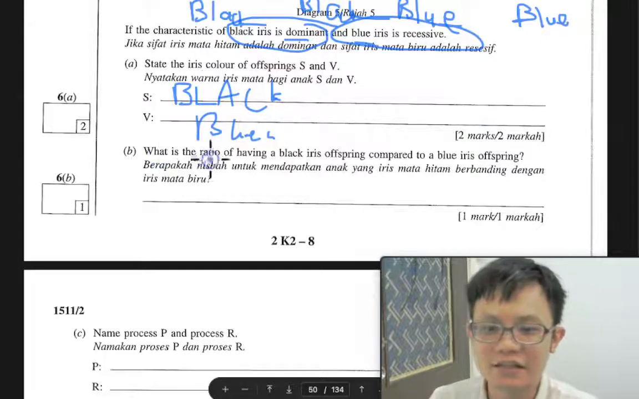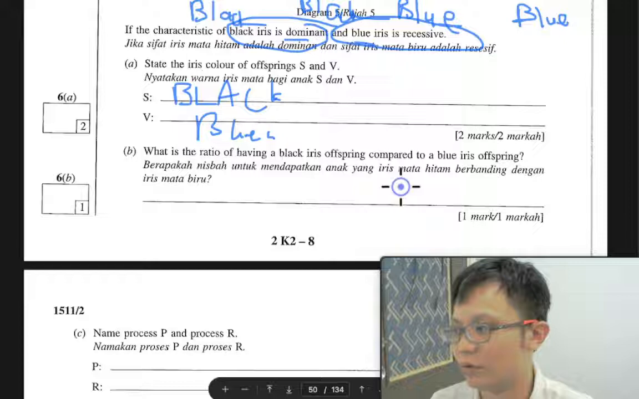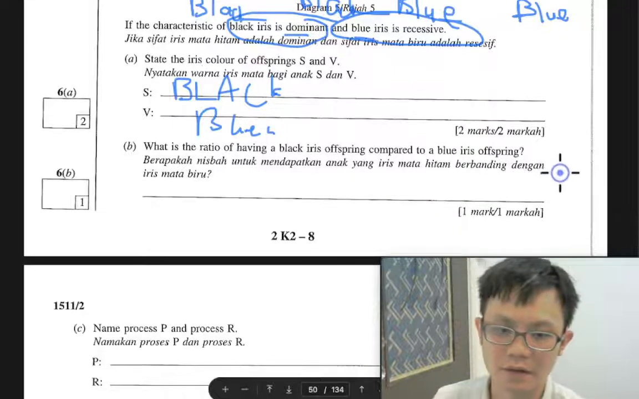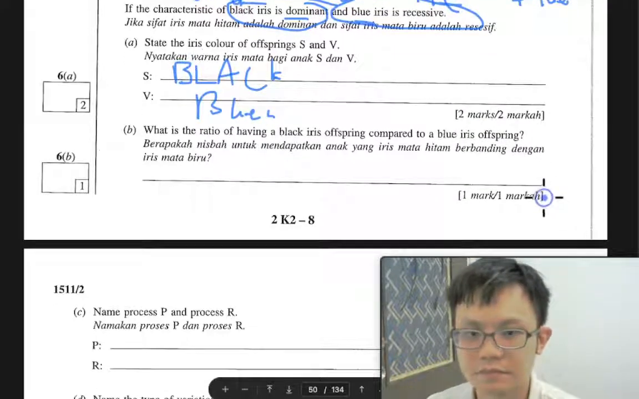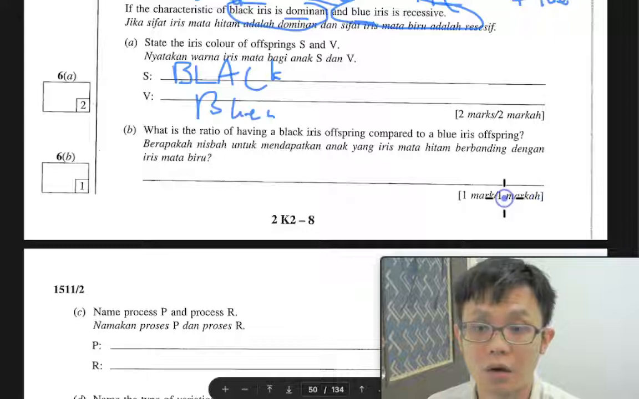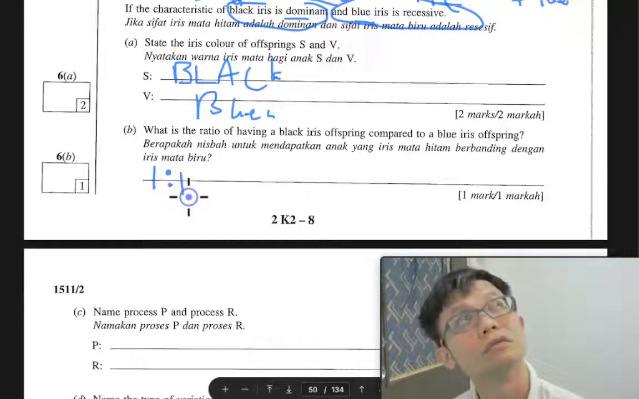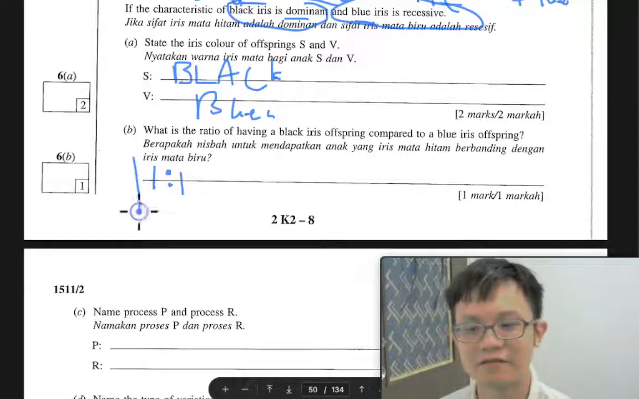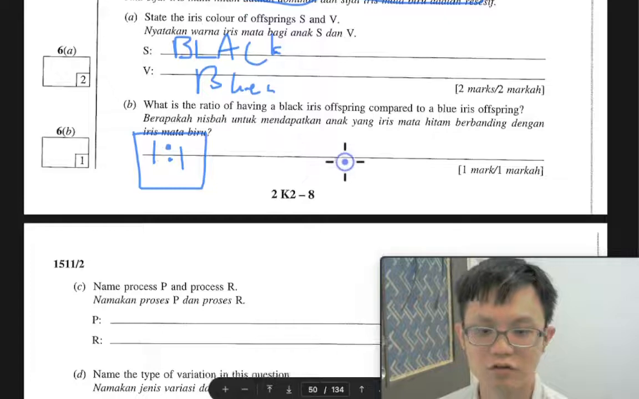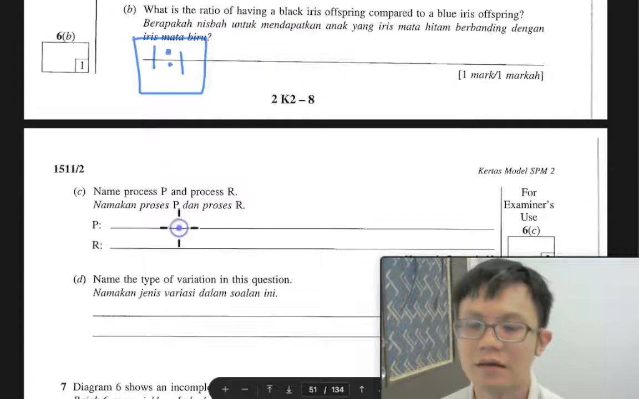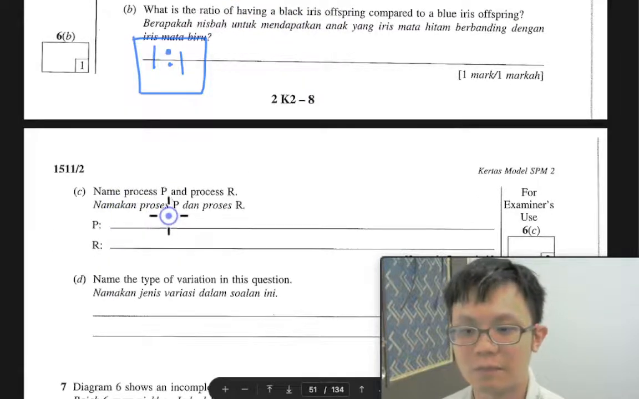Okay. What is the ratio of having a black and a blue? What is the ratio? Half. 1/2, 1/2. Ratio 1 to 1. Yeah, I think that is the best way of expression of ratio. 1:2 or 1:1.